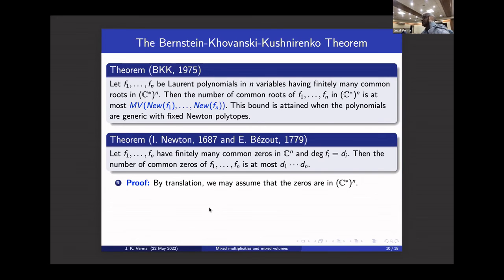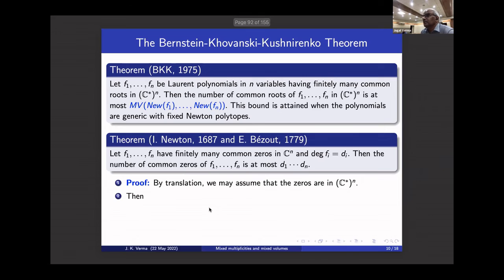So first of all, these are polynomials. They have finitely many common zeros. So by translation, I can assume that the zeros are in the complex torus, because this bound is only for zeros in the complex torus. It is not a bound in C^n. One can give examples; it cannot be a bound in C^n for Laurent polynomials. But if you begin with polynomials and they have finitely many common zeros, by translation I can bring them into C star. That doesn't change the Newton polytopes, because the mixed volume is invariant under translation.